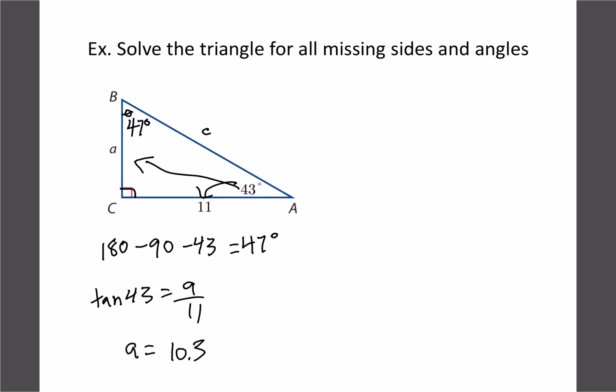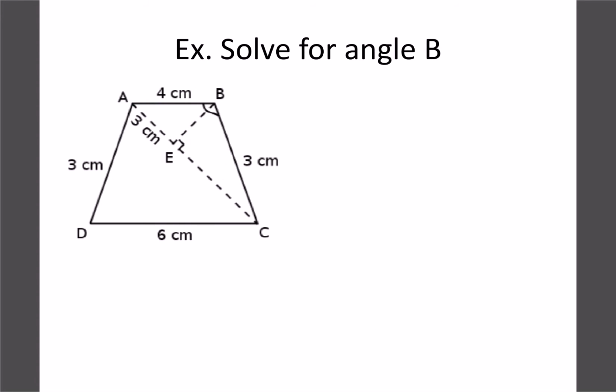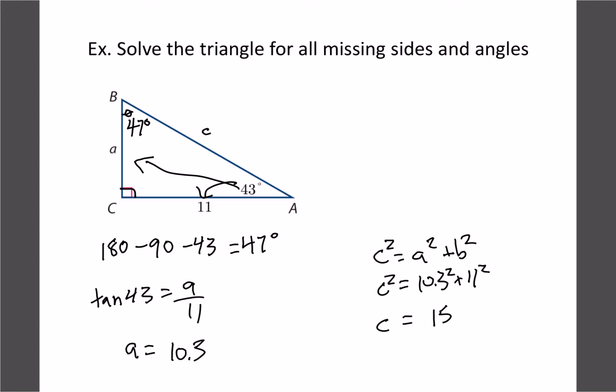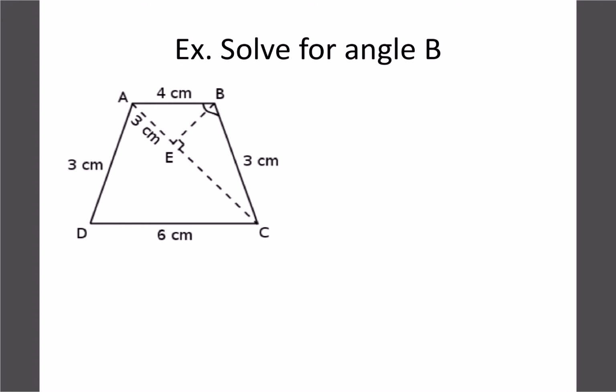And once we have that, we can find C. Let's just use Pythagorean theorem for C. So that would be 10.3 squared plus 11 squared, and then we square root our answer. And that gives us about 15. And that's it. So for any of these kinds of questions, if you're basically just solving, using SOHCAHTOA, Pythagorean theorem, or the 180 rule works fine.